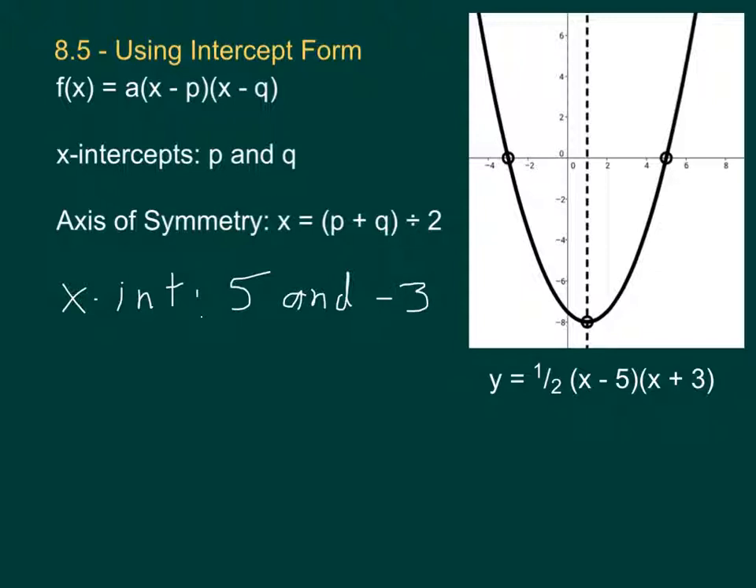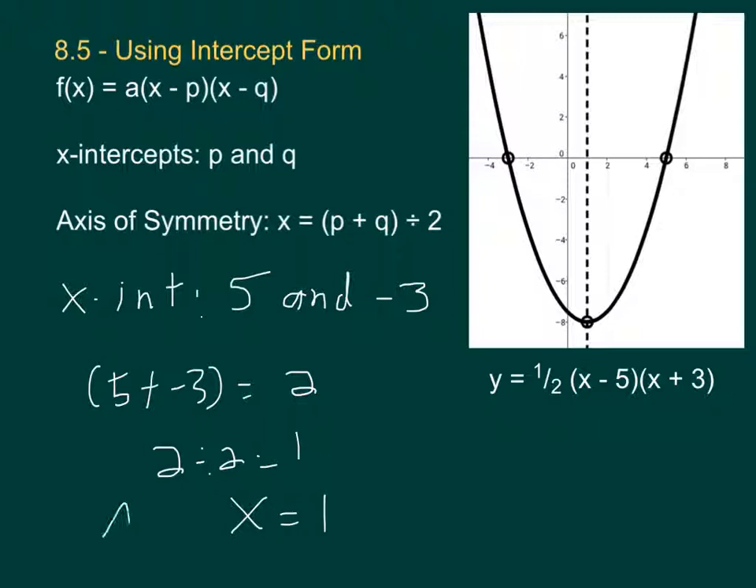And you can see from the graph, here is the x-intercept of 5, here is the x-intercept of negative 3. Now to find the axis of symmetry, all I would have to do is add those numbers up and then divide by 2. So I'm going to take 5 plus negative 3, and now plus the negative is a minus, so that's 5 minus 3, which is 2. And then I just do 2 divided by 2, which is 1. That tells me x equals 1 is my axis of symmetry. And you can see that's the vertical line that I have right here. x equals 1 goes right through the vertex.